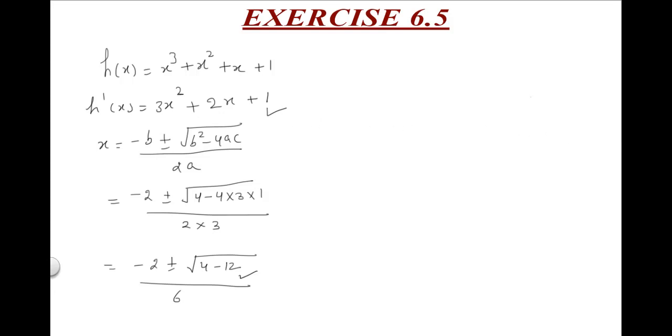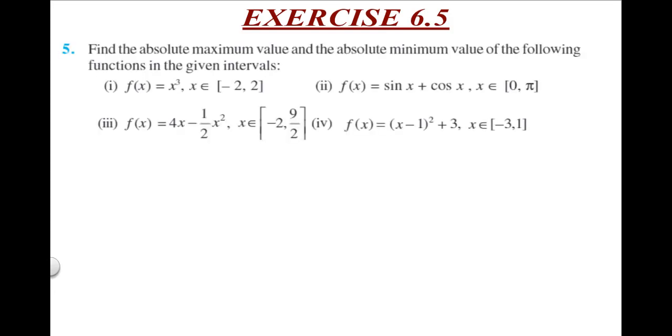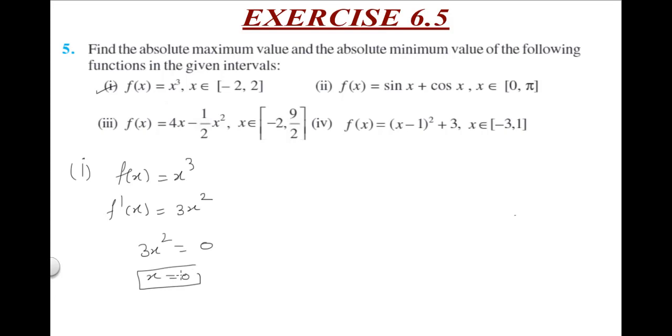Now we will discuss another question, question number 5. In question number 5, we have to find the absolute maximum value and absolute minimum value of the following function in the given intervals. Now the function is, suppose, x cube. So for the first question I am discussing f of x equals x cube. If you differentiate it, you get 3x square, and putting it equal to 0, we get the x value as 0.